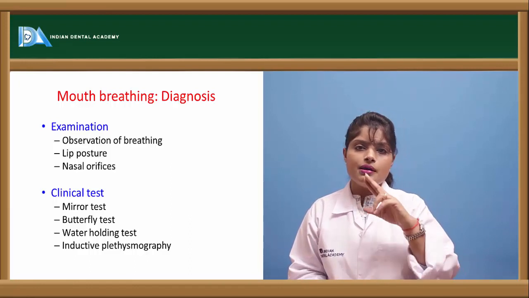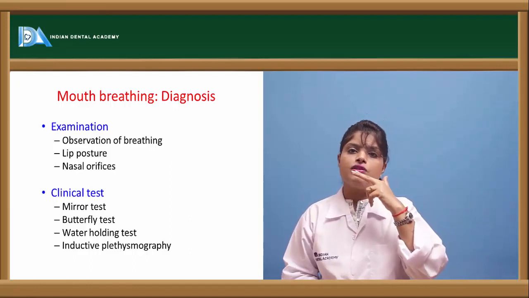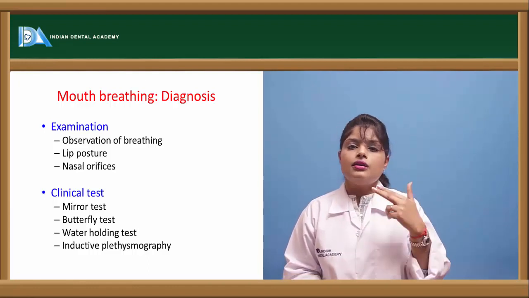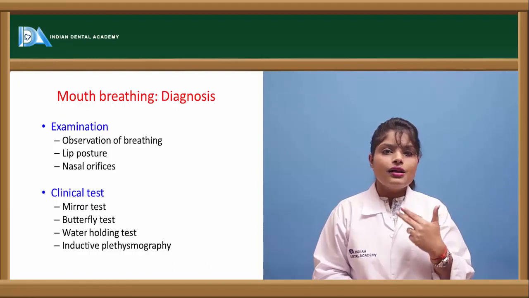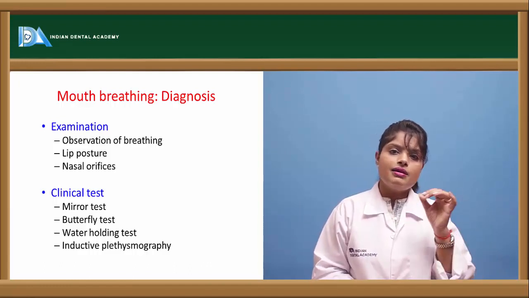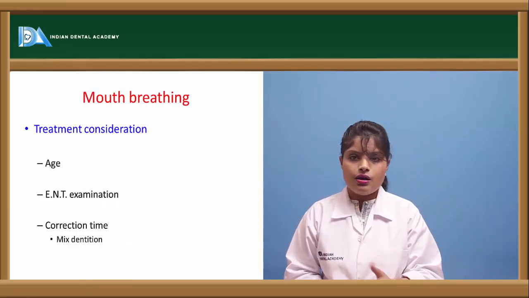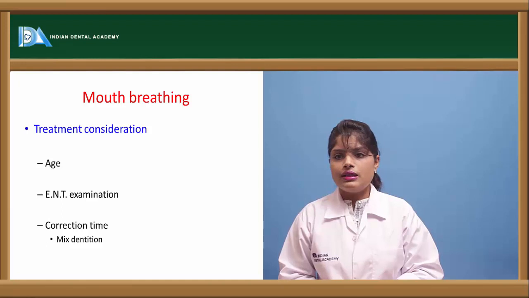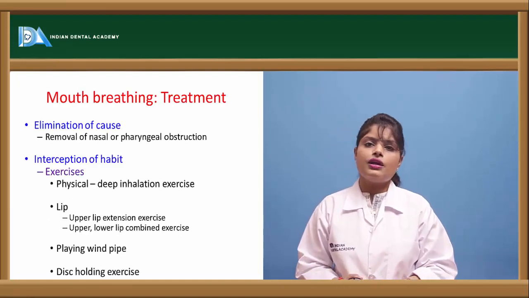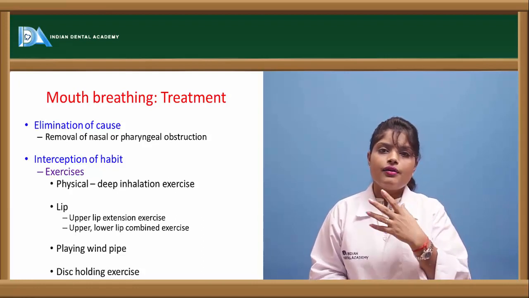Then the double mirror test is placing two mirrors between the nares and the lips of the child. If there is fogging of the mirror on both sides, that means the child is both a nasal and an oral breather. Then other tests like the butterfly test by means of cotton and rhinomanometry are also done. The treatment of mouth breathing is generally by means of an oral screen, which is a mechanotherapy, preventing the child from taking air through the mouth.